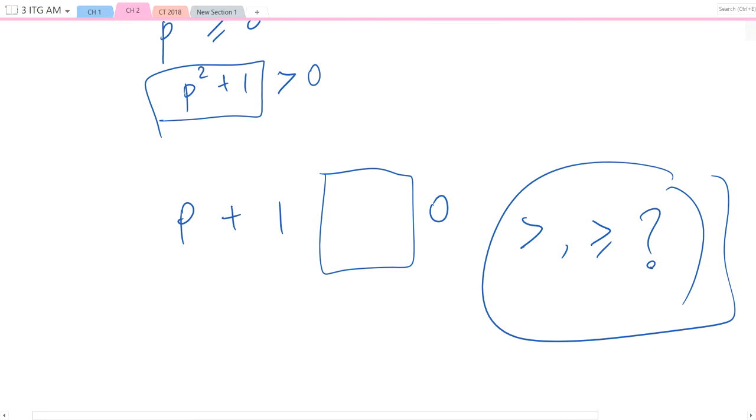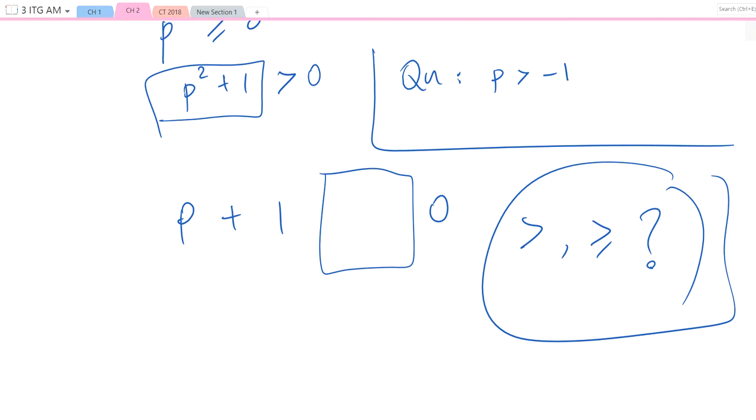But if I tell you that in the question, p is greater than -1, so what now? If p is greater than -1, what are you going to put inside this blank over here? Greater than. So it depends on what the question says and what you can do with all the clues given to you. Okay?